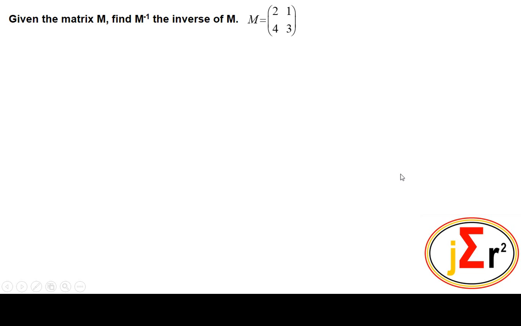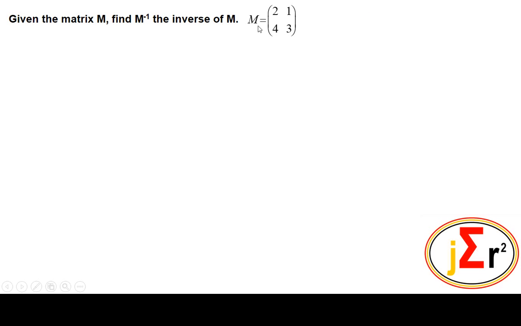Given the matrix M, find M inverse, the inverse of M. Now it is always given like this, which symbolizes the inverse of the matrix M. Yet we are still told that it represents the inverse of M. We cannot miss. We are sure of the requirement of this problem.